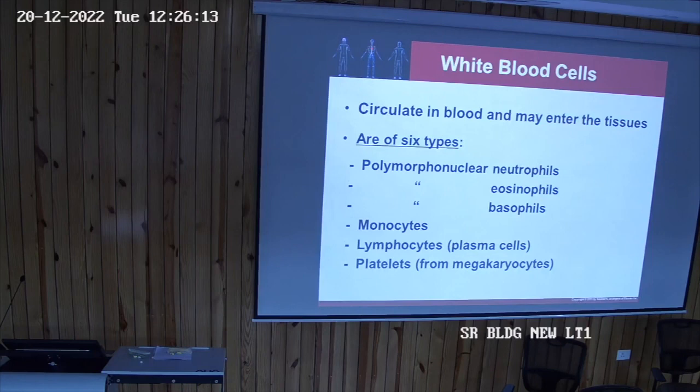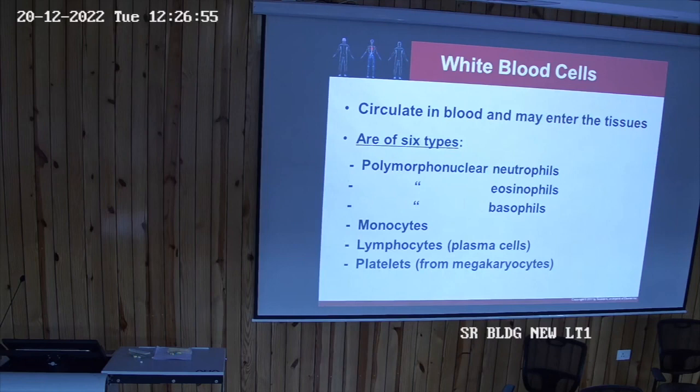If there is a difference of one cell, then it will create a difference of 50, because the final calculating formula becomes N into 50. So if we count even one cell more or less, what is the difference? 50. And what is the normal range? 4000 to 11,000 cells per cubic millimeter of blood. Especially when we do DLC 1-2 months later, we have to remember this and not forget these things. So just go through them.